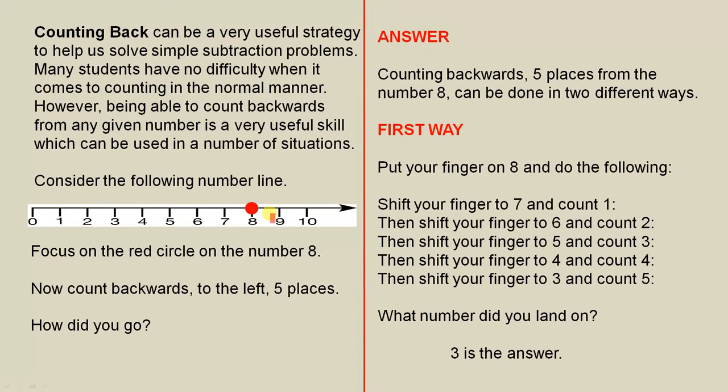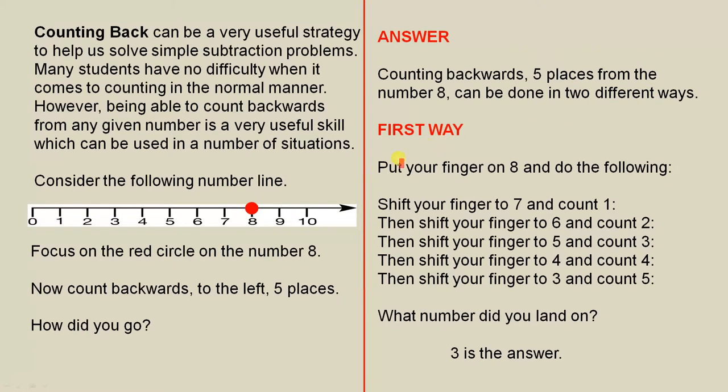Consider the following number line. Here is the number line. Focus on the red circle on the number 8. Now count backwards to the left 5 places. How did you go? Okay, let's have a look. Counting backwards 5 places from the number 8 can be done in 2 different ways.